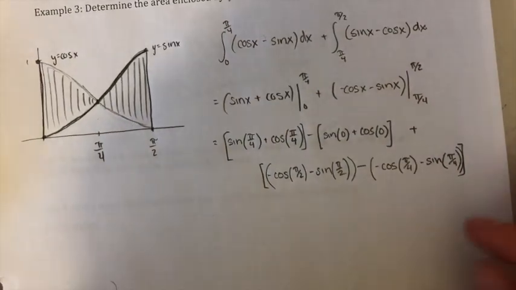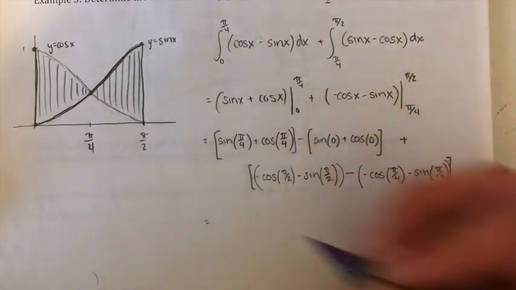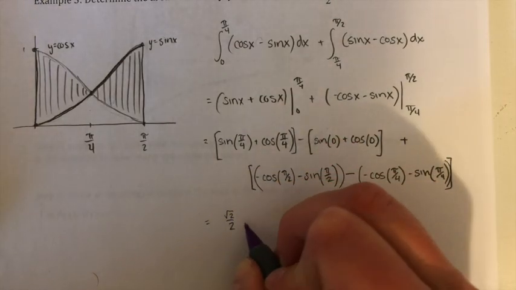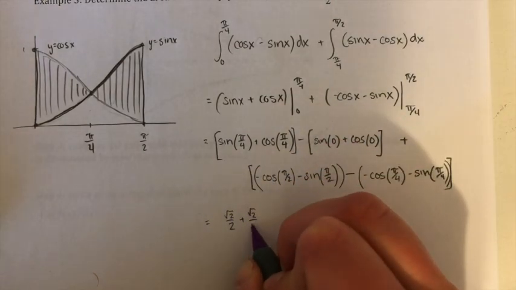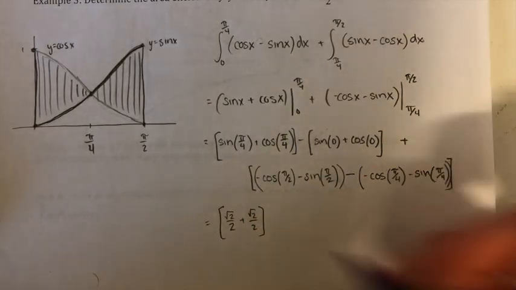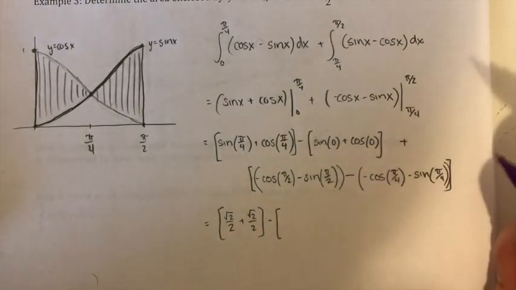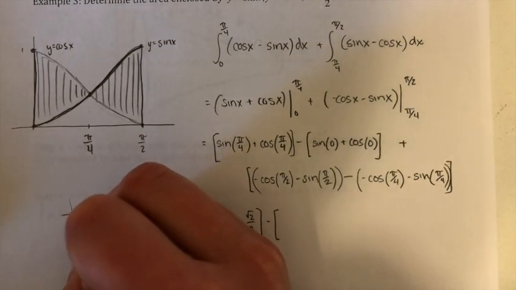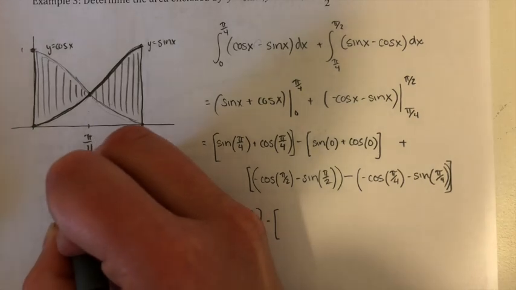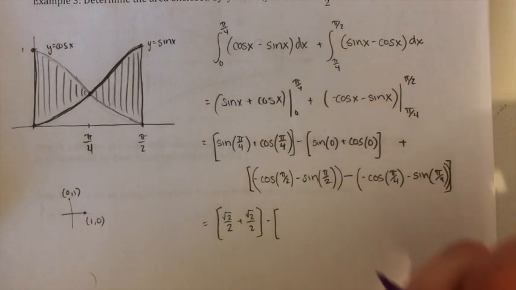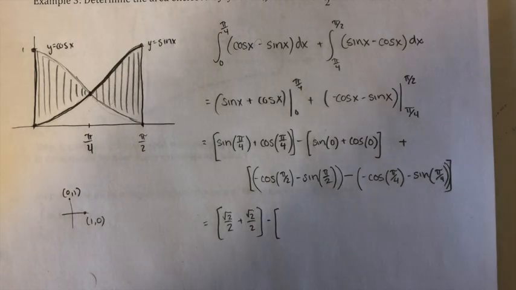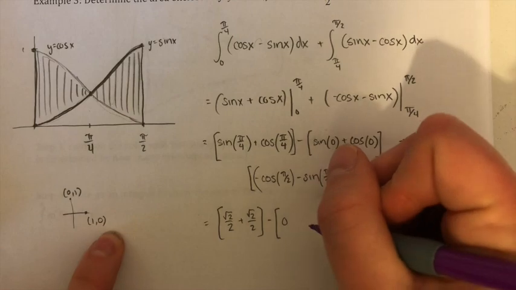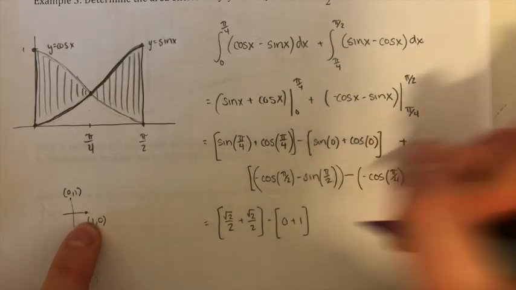Okay, so we're just doing each integral as its own thing. So now we just need to simplify. So sine pi over 4 is root 2 over 2. Cos pi over 4 is root 2 over 2. So that's my first square bracket. Minus sine at 0, remember, so here's 0. It's the coordinate 1, 0. This is 0, 1. So sine at 0 is 0. And then cos at 0 is 1.